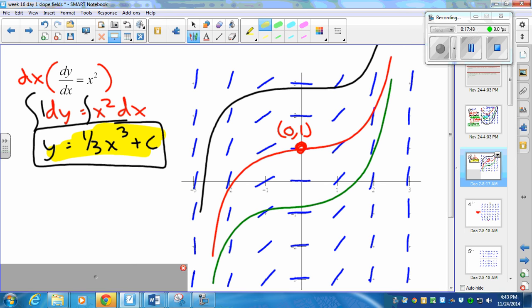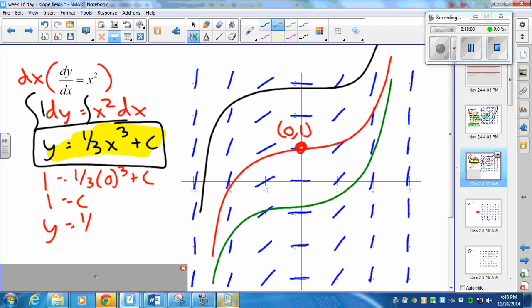Now, though, if I want to go through 0, 1, I have to plug in 0 and the 1. So I get 1 equals 1/3 0 cubed plus c. So 1 equals c. So that path is 1/3 x cubed plus 1.